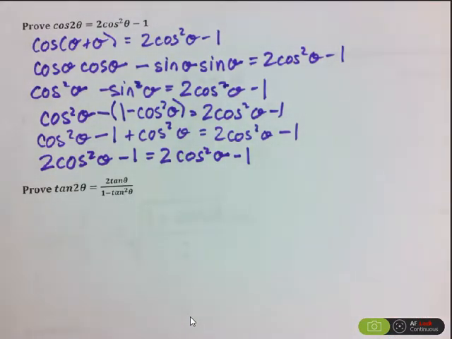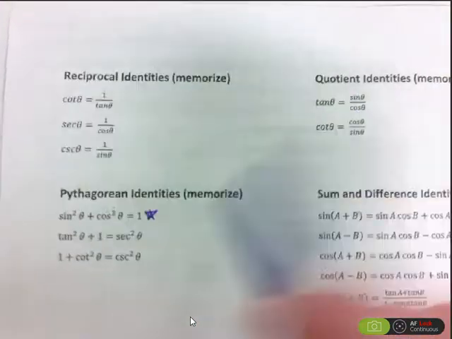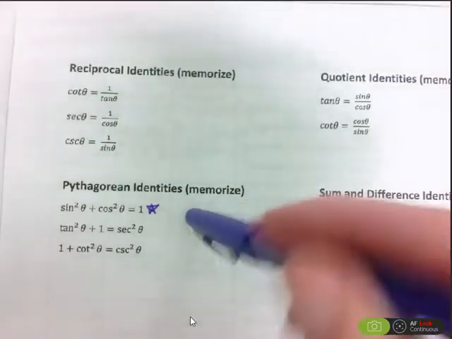So as far as memorizing, you don't have to memorize any of the new formulas. The ones that you want to memorize are reciprocals, quotients, and Pythagoreans. That's it. Okay? The rest of them will be given to you.